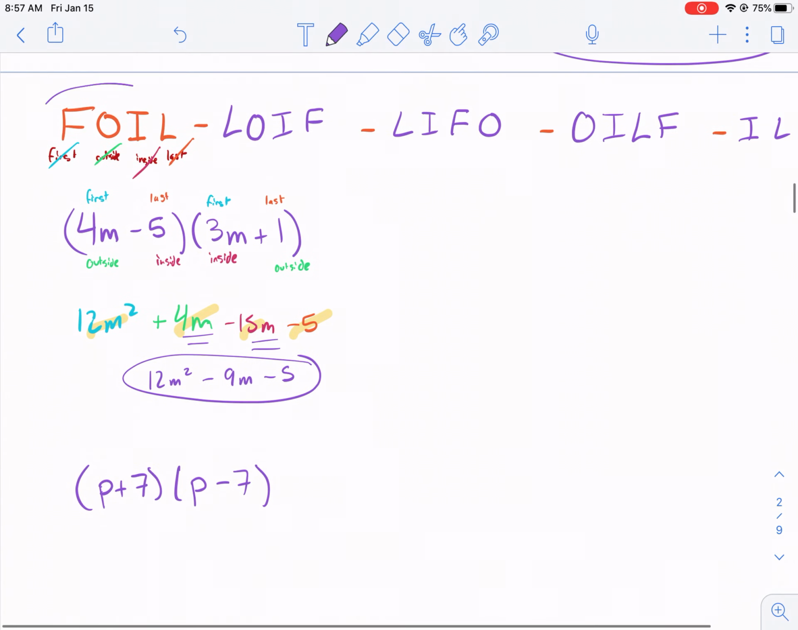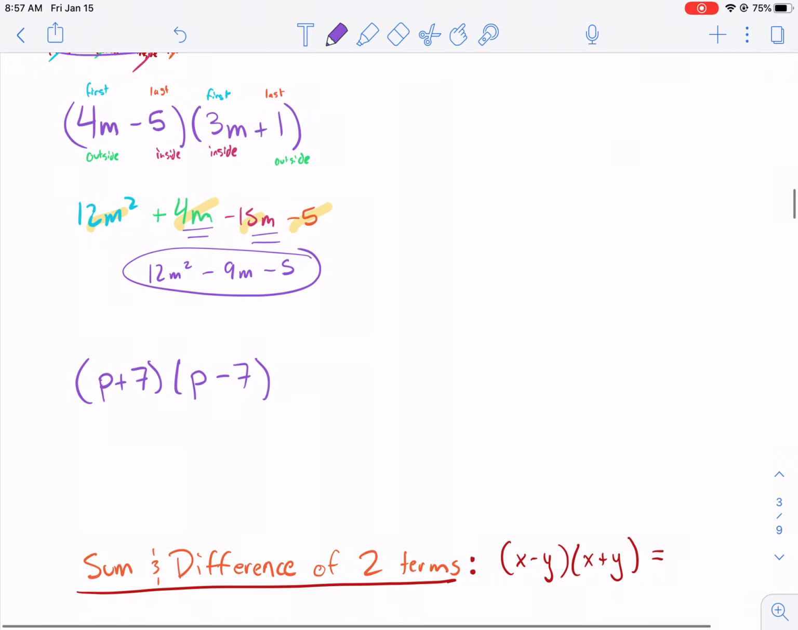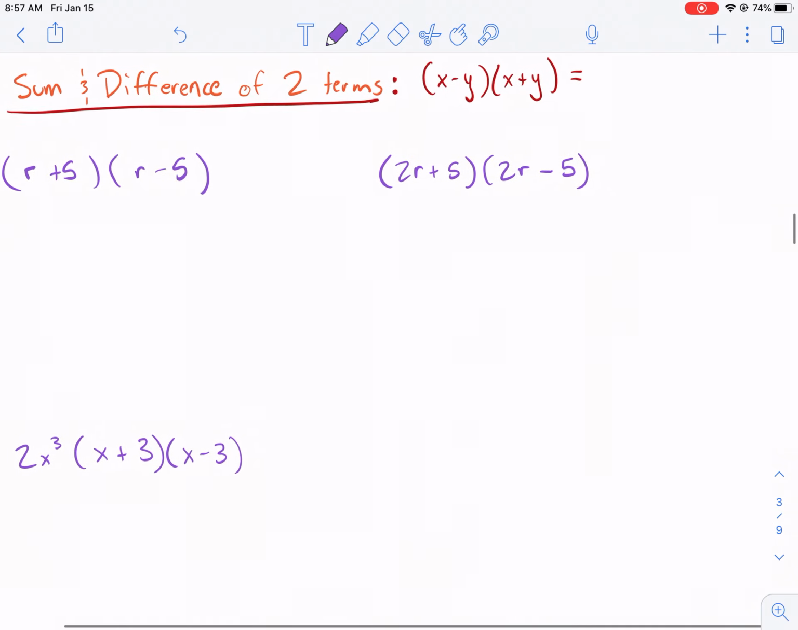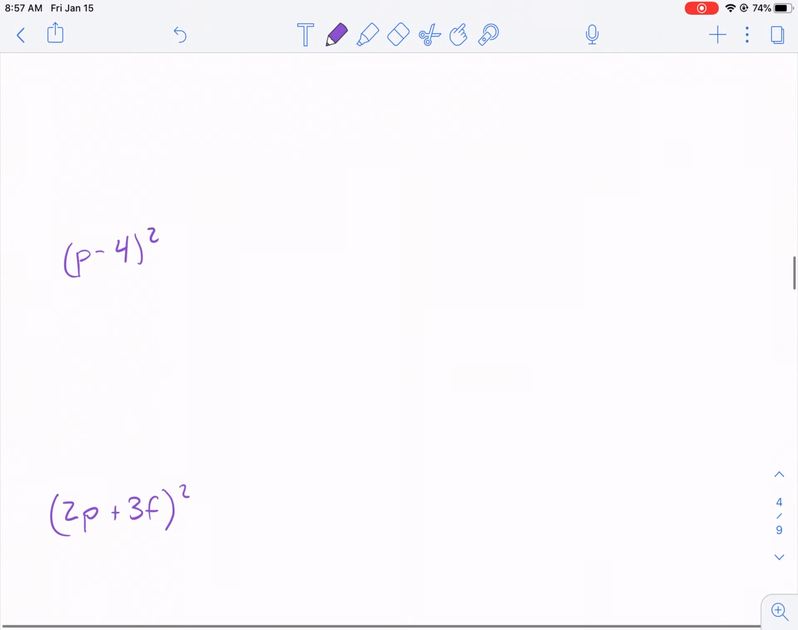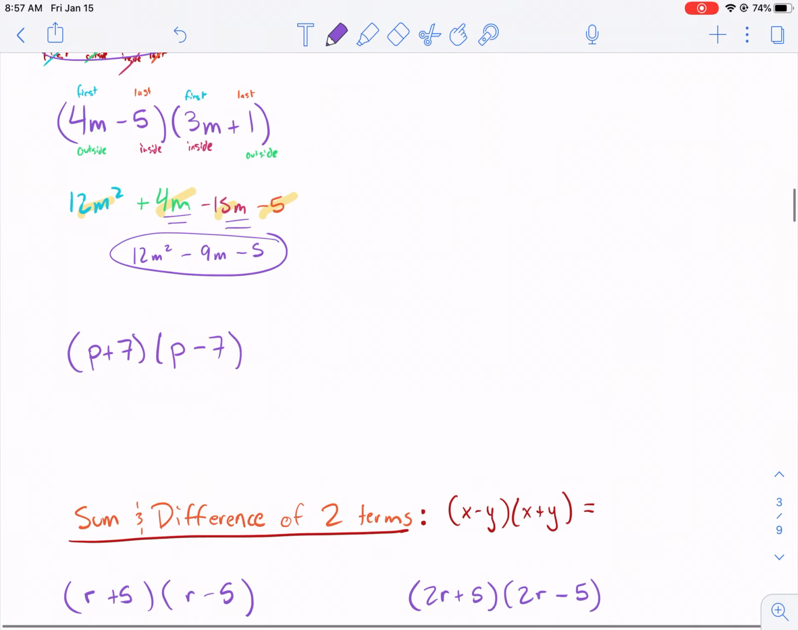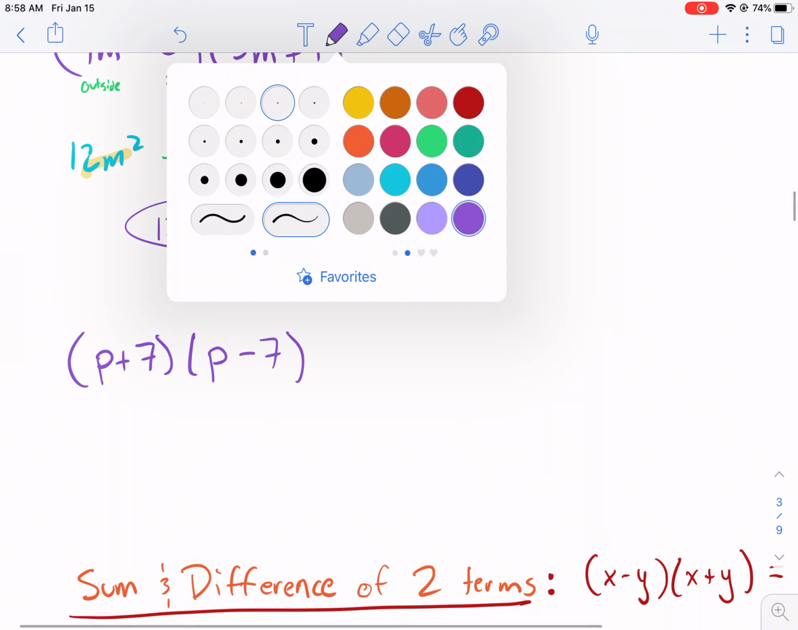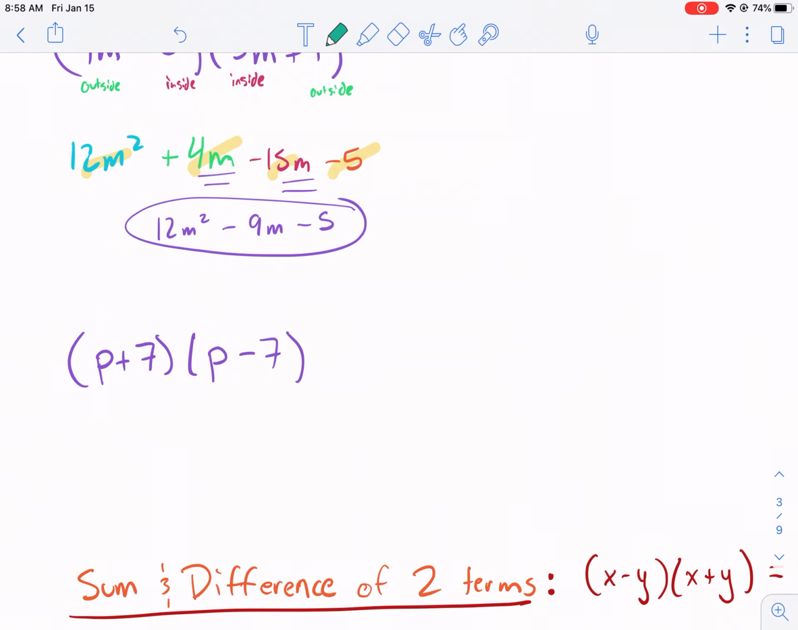But most people like FOIL. They're like, oh, I just FOILed it. Fine. FOIL is just another way of multiplying binomials. So this is going to be the last problem we do, and then I'm going to make sum and difference of two terms, square binomial, and that other one in a separate video, part 2. So here's our last one. I'm going to LIFO it.